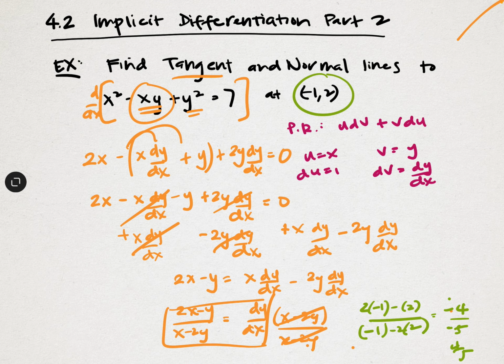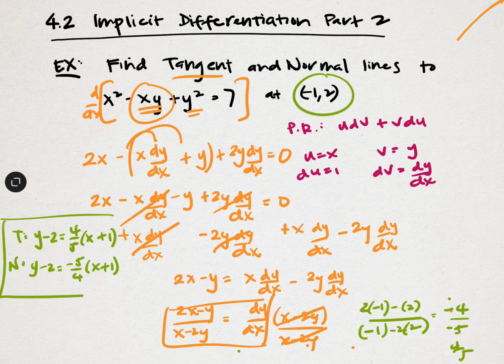So let's just do our tangent and normal line. So tangent, remember we're using point slope form, right? So we're going to do y minus 2 equals, our slope is 4/5, x plus 1. Our normal line comes from the same point, so everything else other than the slope looks the same. The slope is the opposite sign reciprocal. So there are your tangent and normal lines for this equation using implicit differentiation.